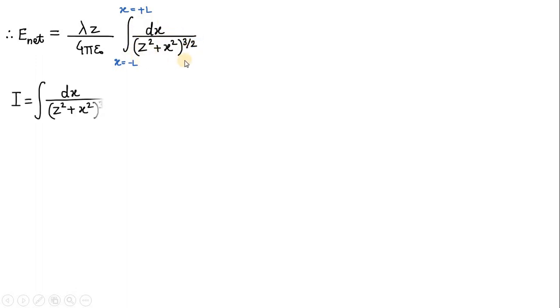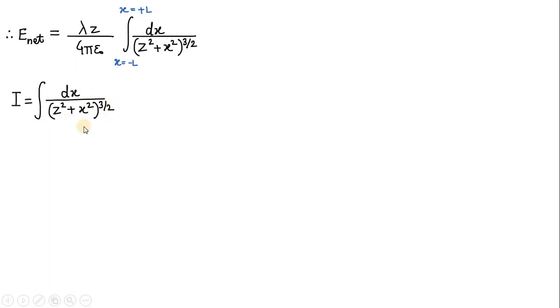Let's go. Yes, so this was our last expression we obtained, and we are supposed to find out the integration of this part, dx upon z square plus x square power 3 by 2. So let us say I means integration. Okay, let I be the integration of this part. Now let's forget about the limits for some time. Let's calculate only the integration. At the end we'll put the limits.